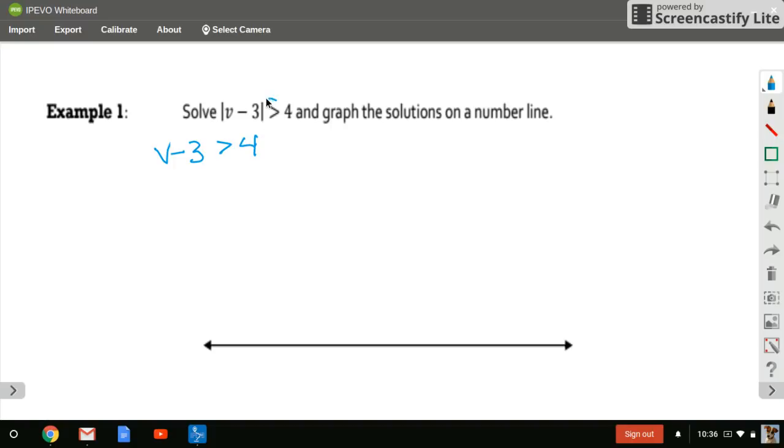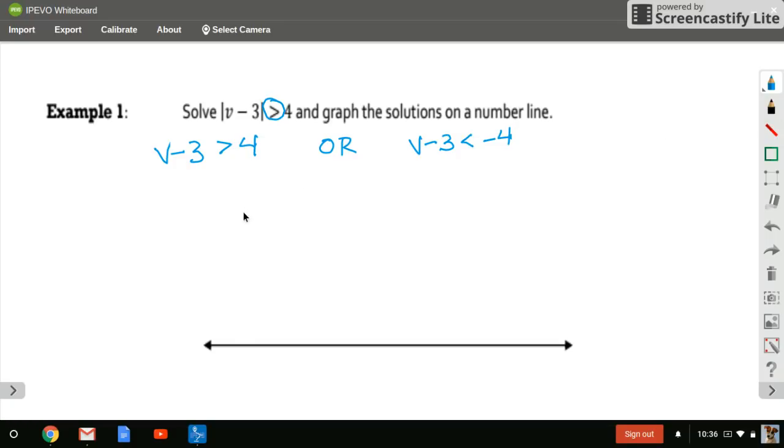Okay, now looking at our original sign, that's greater, so that means we are going to have an or inequality, great-or. Now here comes the keep, flip, change. We're going to keep what's inside the absolute value, so v minus 3. We're going to flip our sign. We're going to change our positive 4 to a negative 4.